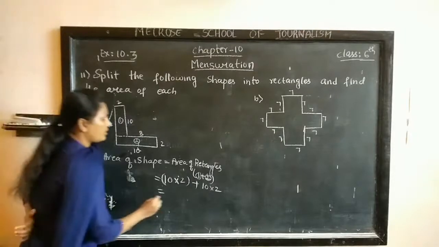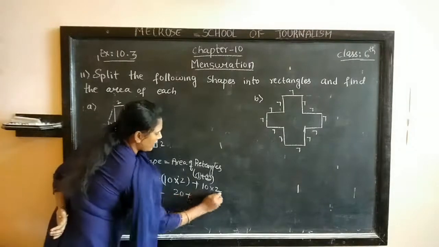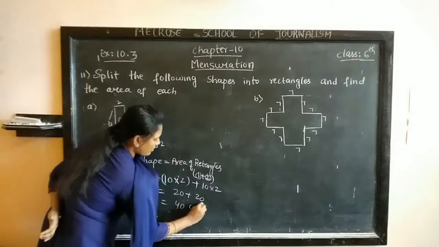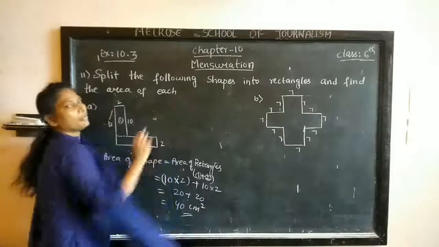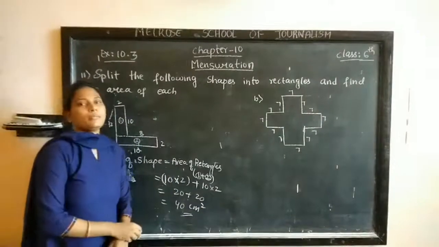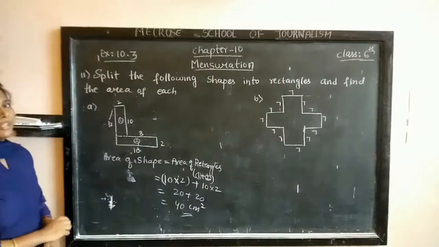10 twos are 20. Again 10 twos are 20. 20, 20, 40 centimeters square, because it is given in brackets that the measures are in centimeters. So the answer is 40 centimeter square. Clear? So simple it is.